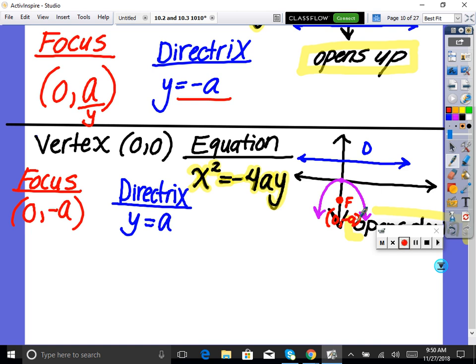Well, if that's true, the directrix is going to be up at, the directrix is not a point, it's an equation. So it's a line. So our directrix will be at positive a, won't it? Y. So it all just works out. If you know one, you know the other. If you know the focus, you know the directrix. If you know the directrix, you know the focus.